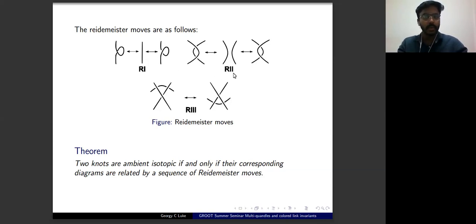That's the R1 move, and the R2 move is basically sliding of one strand over the other, and vice versa. And the R3 move is sliding a strand below a crossing, and vice versa.